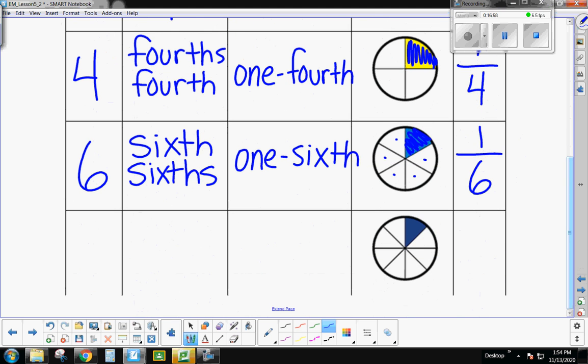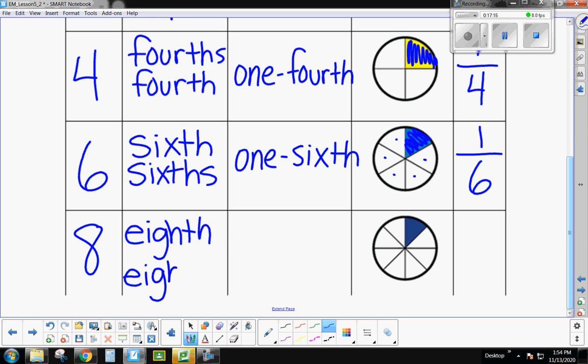All right, so that's 8 equal parts. What would we call it if it's 8 equal parts, do you think? We call it an eighth. E-I-G-H-T-H. And then if I want to make that plural, I just add an S onto it. Eighths.